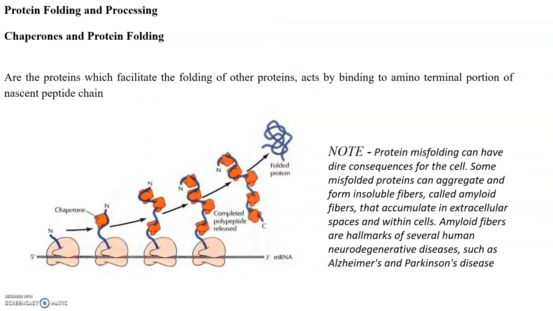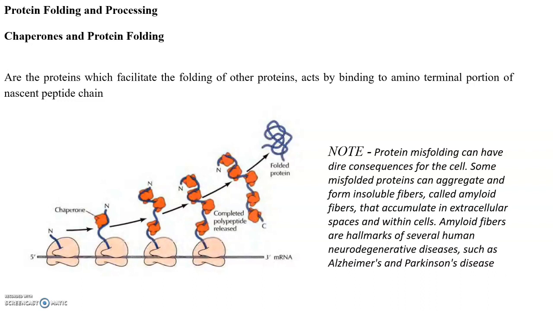So the next topic is protein folding and processing. The translation completes the flow of genetic information within the cell. The sequence of nucleotides in the DNA has now been converted to the sequence of amino acids in a polypeptide chain. The synthesis of a polypeptide is not equivalent to the synthesis of a functional protein.